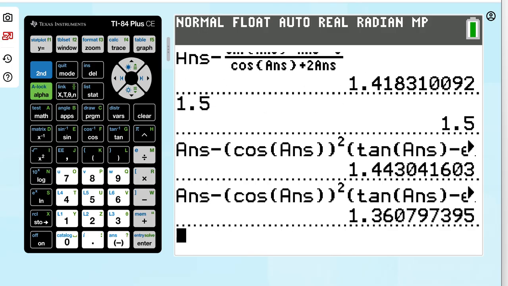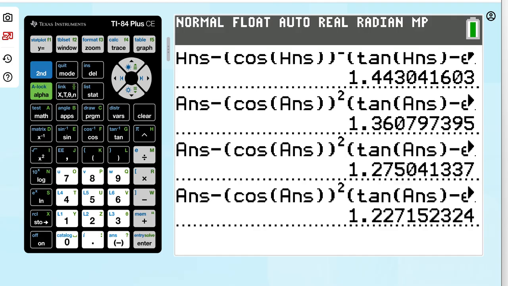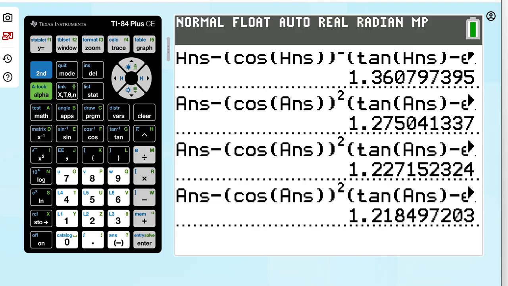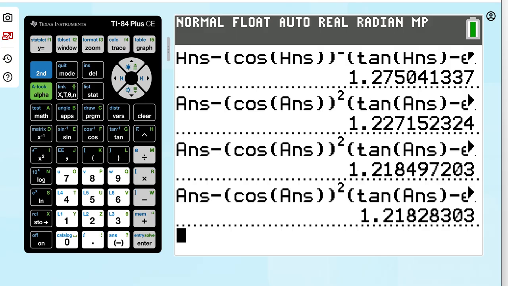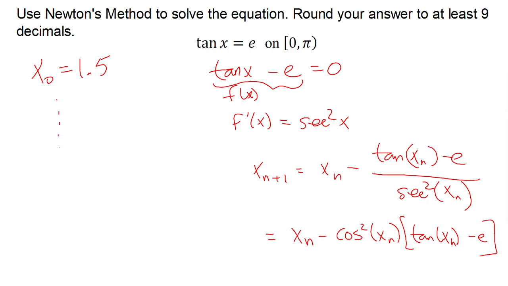We'll just keep going. X sub 2, x sub 3, x sub 4, still changing, x sub 5, x sub 6, x sub 7, and x sub 8 ends up the same. So that will be our answer. You'll write all those out, but x sub 7 is equal to x sub 8, which is 1.218282905.